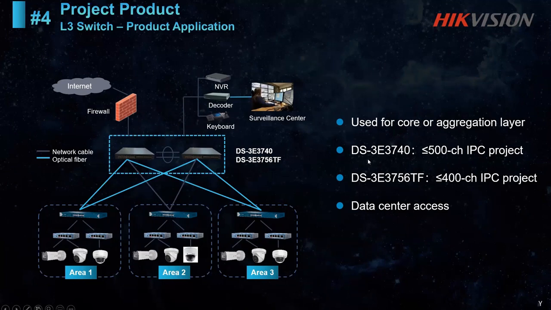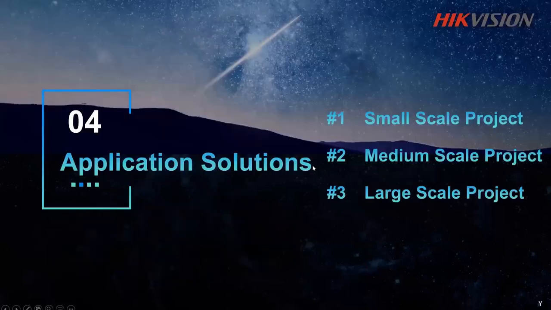And we have two models actually. You can see this model DS-3E3740, which comes with 40 ports, can be used for projects having less than 500 cameras. And if you have a project with less than 400 cameras, you can also go with the DS-2E3756TF model. So definitely, these are more advanced L3 switches at the data center level, so you are able to have more control over your network and have more security features built in for more efficiency as well as more security.